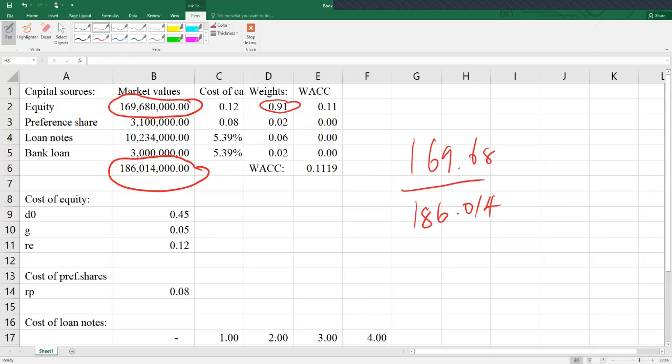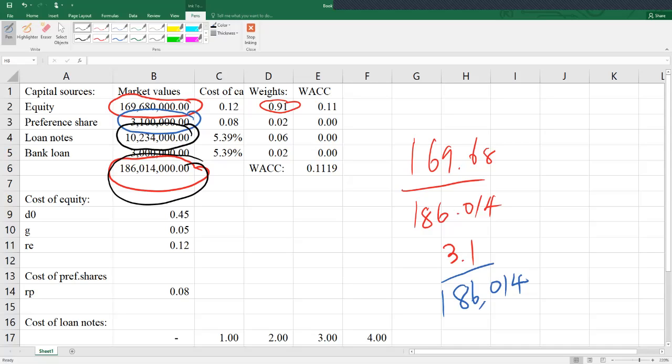For preference shares, the weight is equal to 3.1 divided by 186.014. For the notes, the weight will be equal to 10.24 million divided by 186.014. The weight of the bank loan will be 3 million divided by 186.014 million. Yes, John? Okay, great.